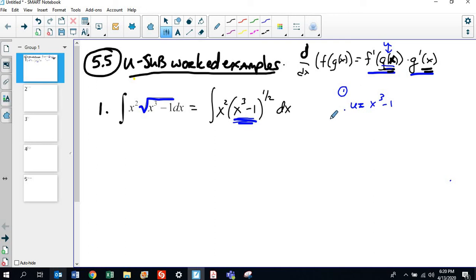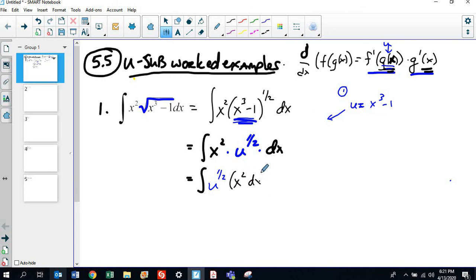And now here's what I want my students doing anyway. I want you to go back and plug in so that you see what you have left, and you plug in u to the 1/2. And probably even better, to be honest, guys, is to rearrange. Here's the u part: I have u to the 1/2, and then what's left over is x squared dx, right? So I've just rearranged these guys and paired them up, okay? So that's step 1.